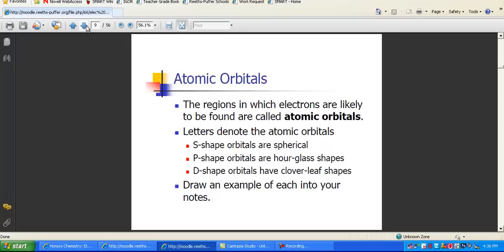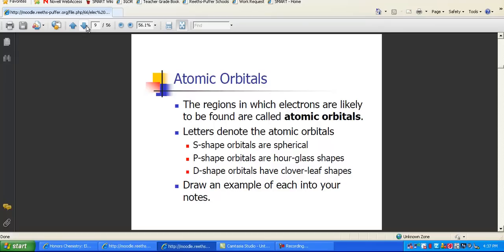The letters that denote them: S-shaped clouds look like little spherical round areas. P-shaped clouds are hourglass in shape. D-shaped clouds are cloverleaf shaped. And there is an F-shaped cloud, but they're pretty complex to draw, so I'm not going to ask that you take the time to sketch them in your notepack. However, take a good look at them. The four letters used to denote atomic orbitals, and again, atomic orbitals, where electrons are most likely to be found within the principal energy level.